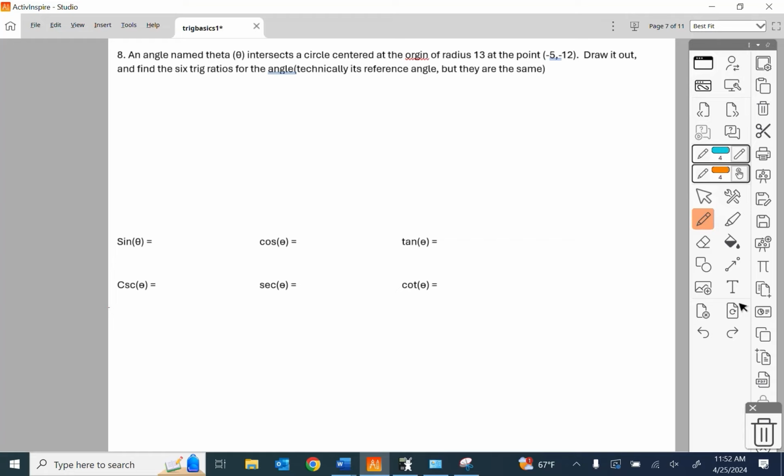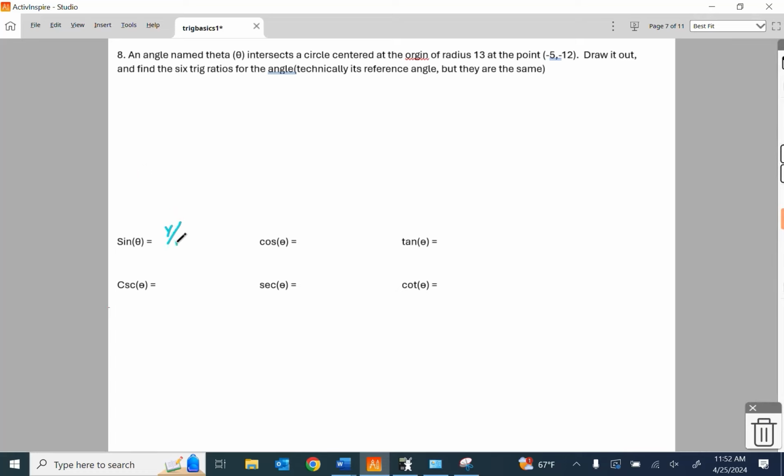It's the circular approach. Now the circular approach says sine is the y-coordinate over the radius, cosine is the x-coordinate over the radius, and tangent is y over x. Now if sine is y over r, cosecant is r over y. If cosine is x over r, secant is r over x. If tangent is y over x, cotangent is x over y. So you see your points, x, y, r.